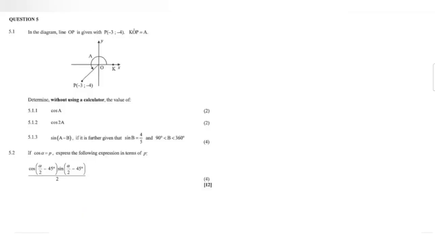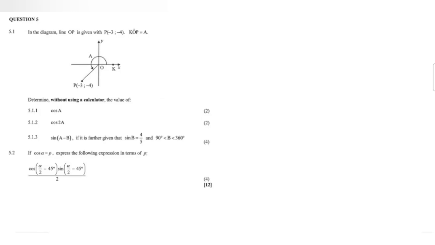Number 5. This is a question from trigonometry, and usually from the trigonometry section, this is how the question is going to start. Sometimes the diagram is not there, but if the diagram is there, then things are easy, because we need to know in which quadrant the angle lies.